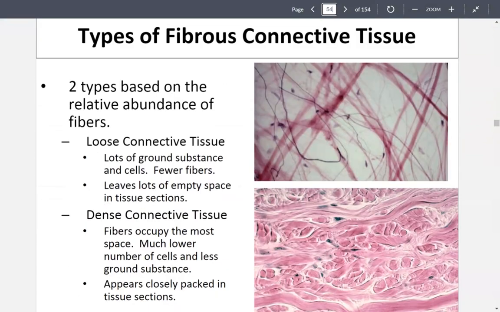All right, now, fibrous connective tissue is divided into two different types based on the abundance of those fibers. Loose connective tissue has a lot of ground substance and cells, not a lot of fiber, lots of empty space. Dense connective tissue is exactly what it sounds like. It is dense. It's closely packed. There's a much lower number of cells and ground substance, and there's a high number of fibers.